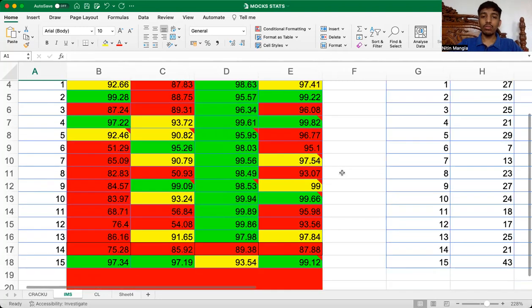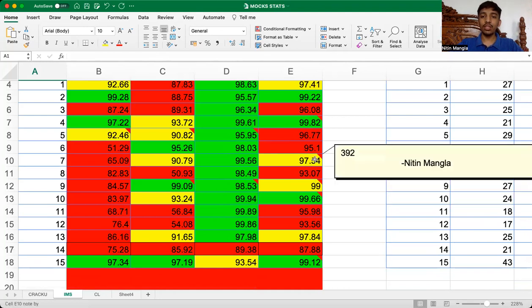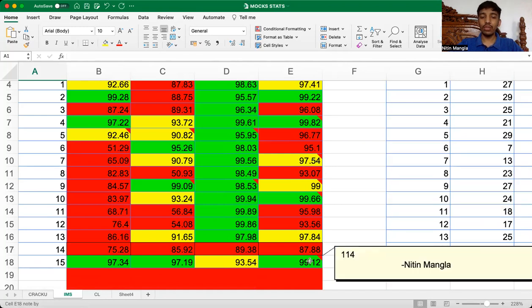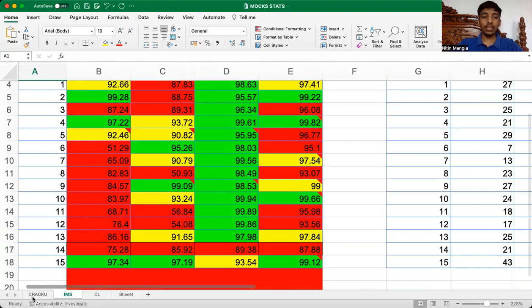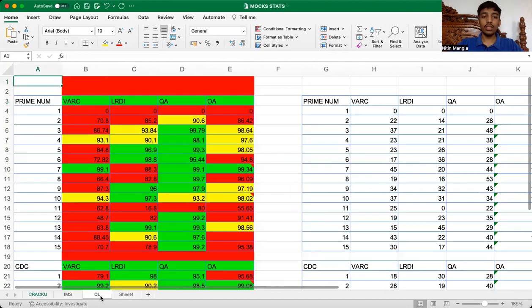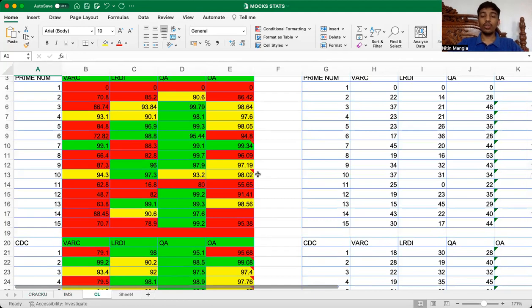The third thing I did was I maintained rank info. So you can see 156, 392, 50, and 140. I maintained this for Cracku. This one was a Cracku one. And CL has two test series, so Prime Mocks and the CDC mocks. I did the same process for all three of the Excel sheets.